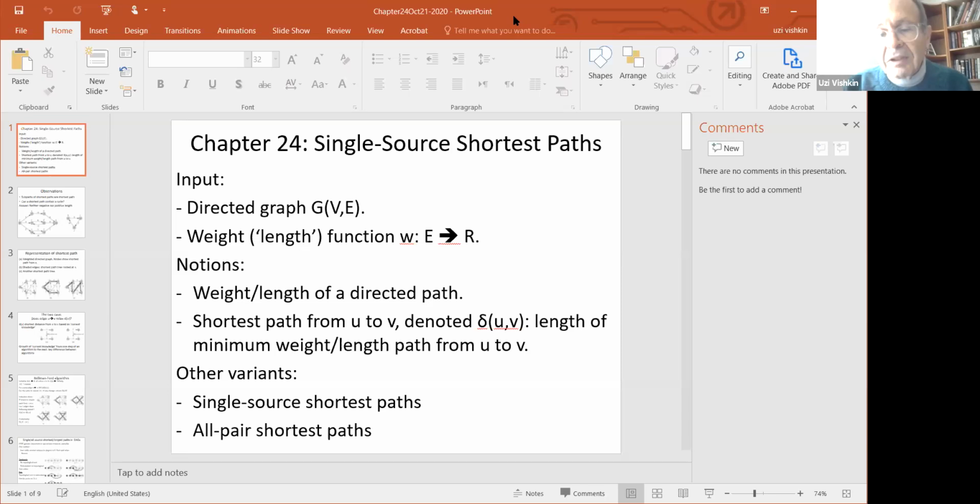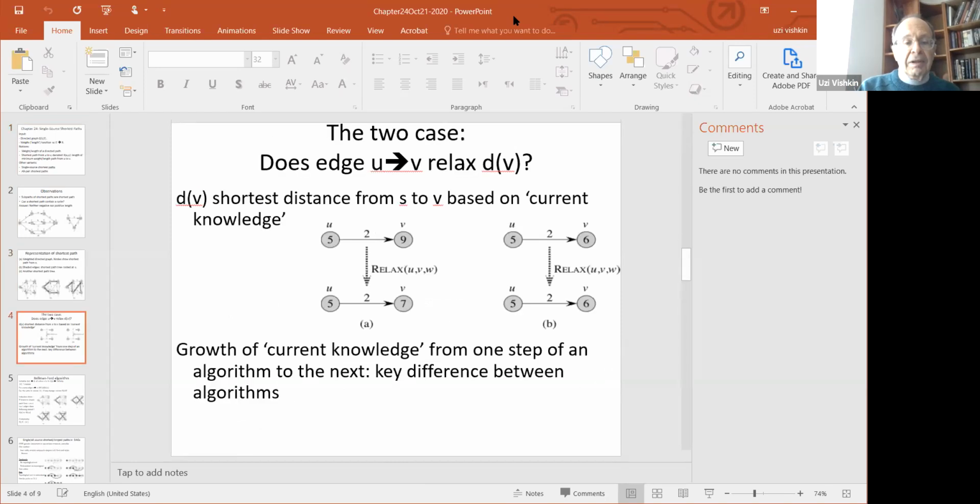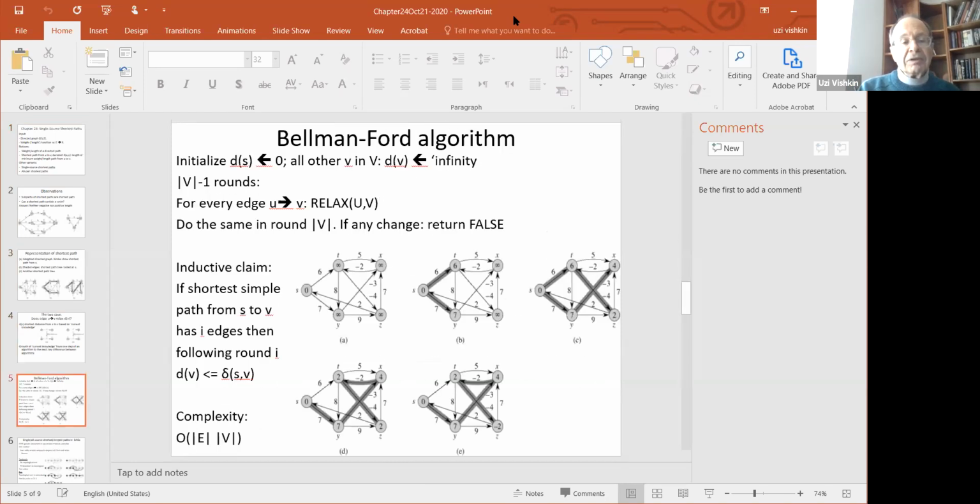Okay, so I think we can get started. Our current chapter is the chapter on single source shortest path. We have already seen the Bellman-Ford algorithm, where we go over all the edges V minus 1 times, and each time we do relaxation per edge, the relax operation.